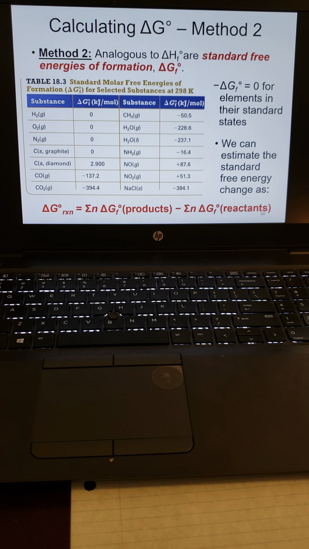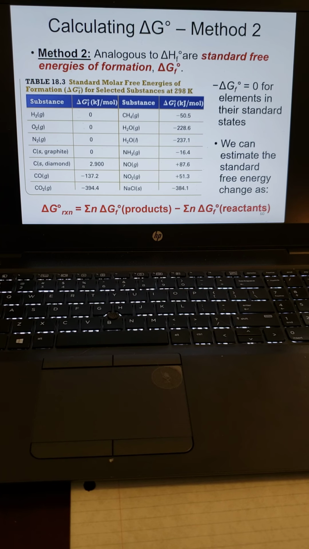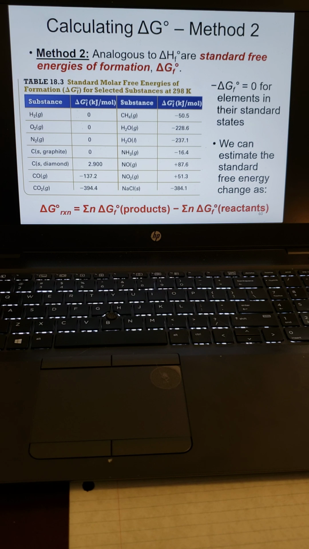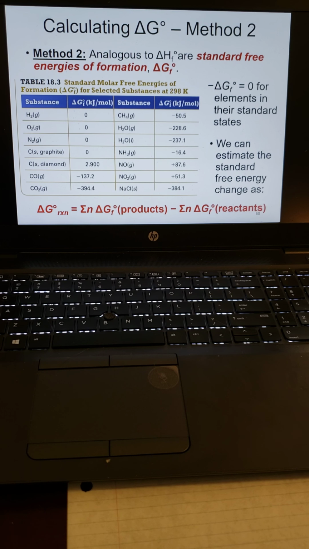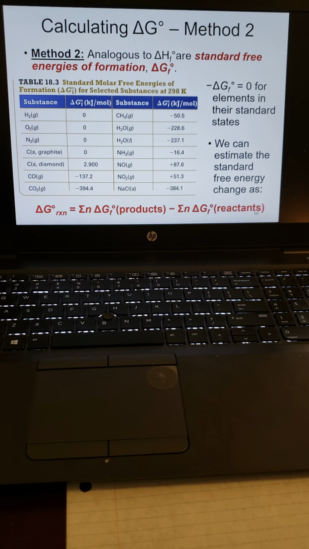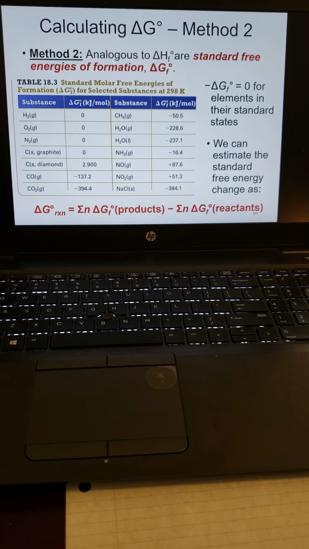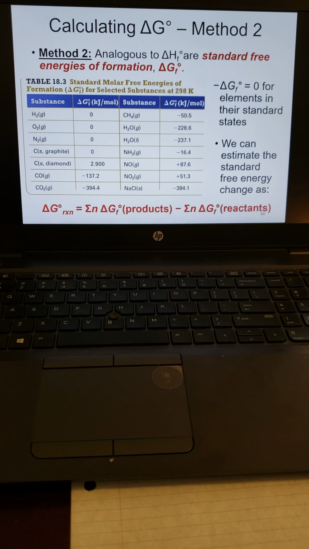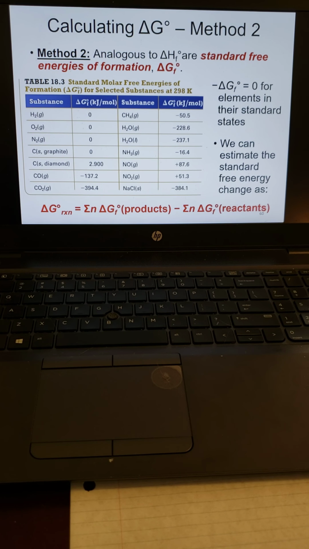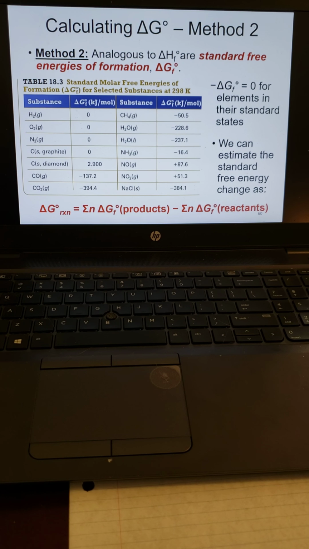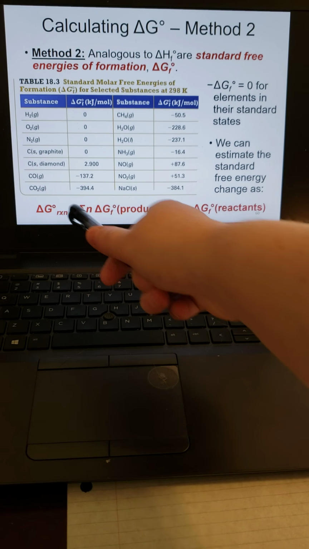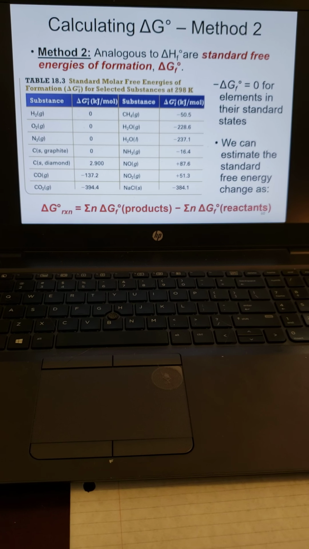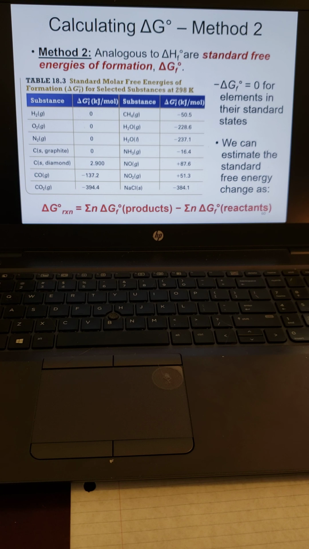But yeah, we can do the exact same thing that we've been doing. It's the same stinking equation. It's just that if you want to figure out delta H naught reaction, use the heats of formation of the substances. If you want to figure out delta S naught reaction, use the standard molar entropies of the substances. And if you want to figure out delta G naught reaction, use the standard free energies of formation.